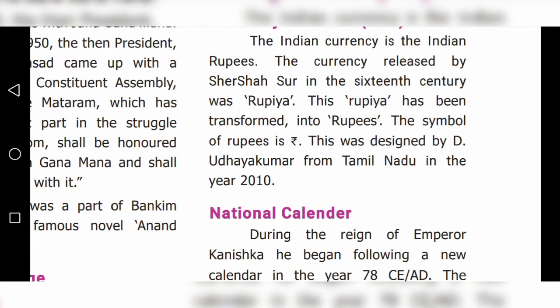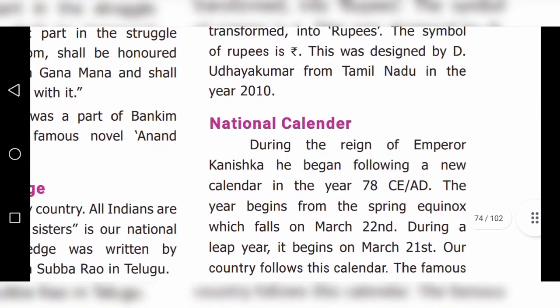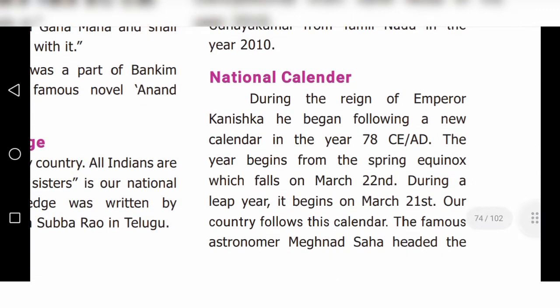Okay, next one, national calendar. National calendar. During the reign of Emperor Kanishka, he began following a new calendar in the year 78 CE. The year begins with the spring equinox, which falls on March 22nd. During a leap year, it begins on March 21st. Our country follows this calendar.